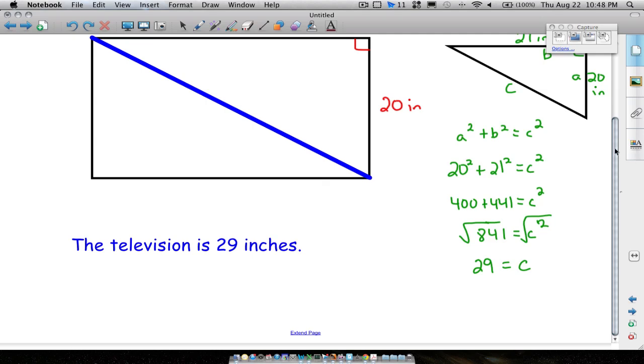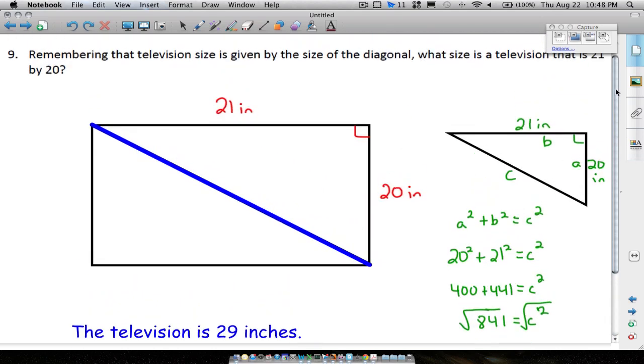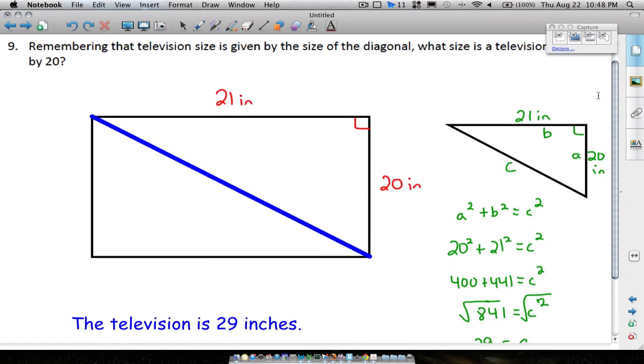So maybe you didn't know that about TVs. When you say I've got a 50-inch TV, or in this case a 29-inch TV, it's actually the measure from one corner to the opposite corner. It's called a diagonal. That's what a diagonal is, dealing with a rectangle at least.